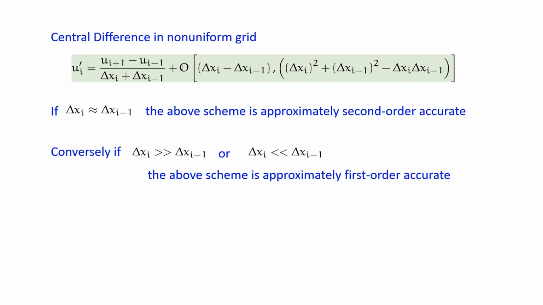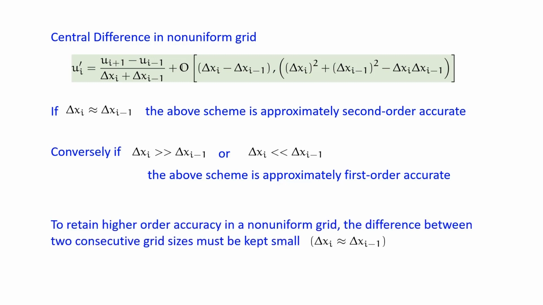So even if you are using a central difference scheme, you cannot claim that your derivative is second order accurate unless you give specific information about your grid. So the accuracy of your scheme depends on the grid if you are using a non-uniform grid. In all practical purpose, if you want to retain high accuracy in a non-uniform grid, the difference between two consecutive grids must be very small.